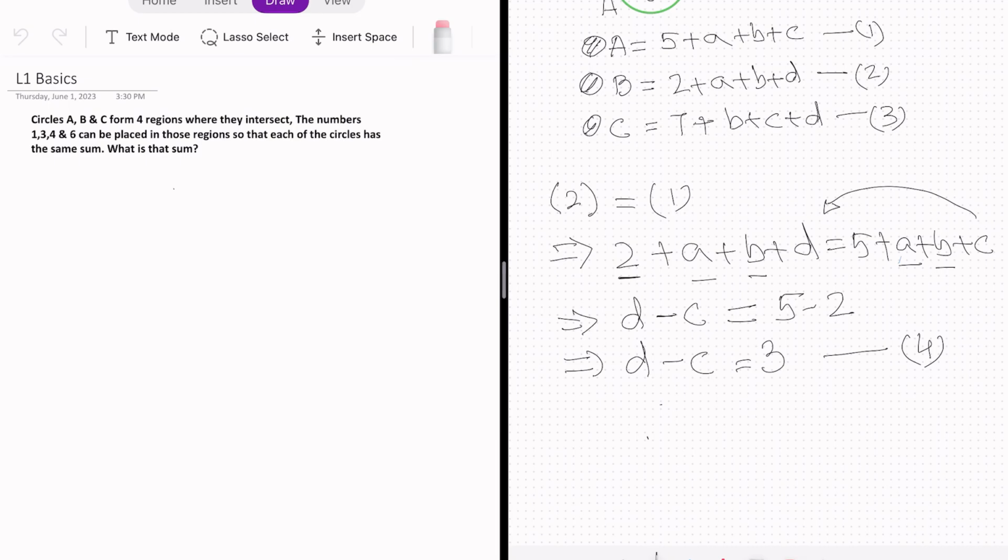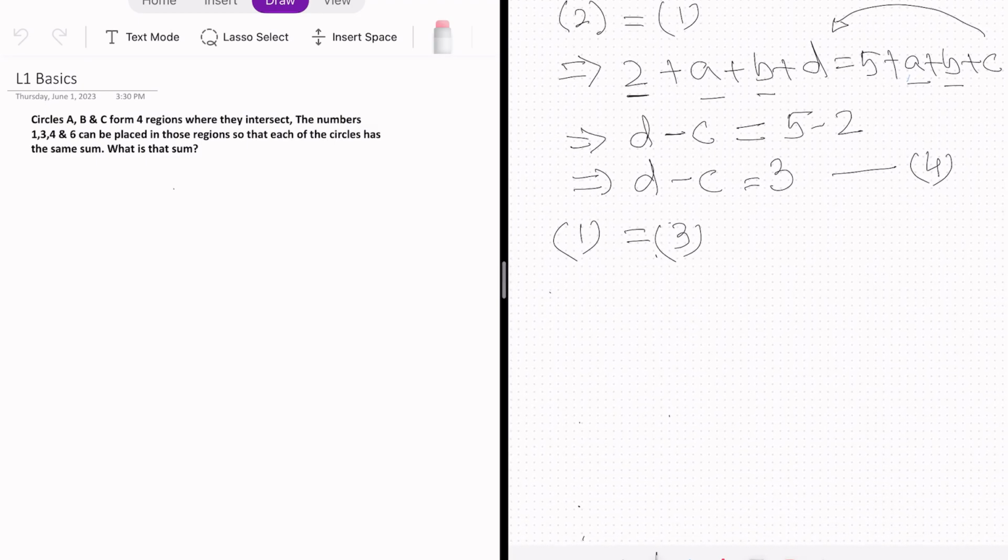Now let me equate 1 and 3 and see what I get. 1 is the same as 3 because the sum of circle A is the same as the sum of circle C. So from this, I get 1 is nothing but 5 plus A plus B plus C, and sum of C is 7 plus B plus C plus D.